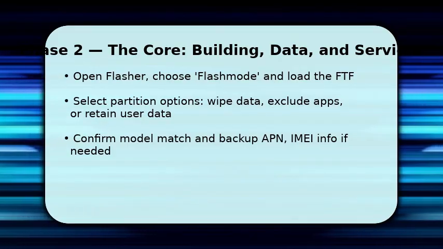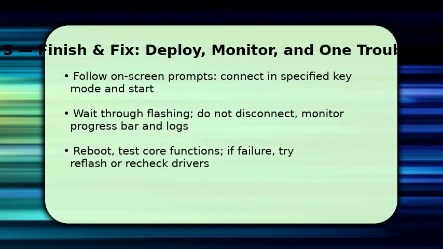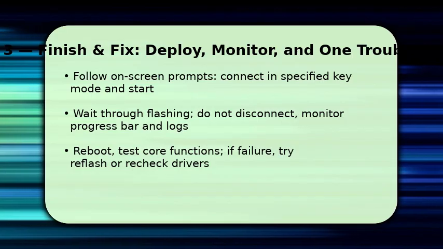You trigger the flash by following prompts, typically powering the phone into the required key mode and clicking start. Then monitor the progress bar and log output. This shows which partitions update. Do not disconnect or interrupt the process because partial flashes cause serious issues.